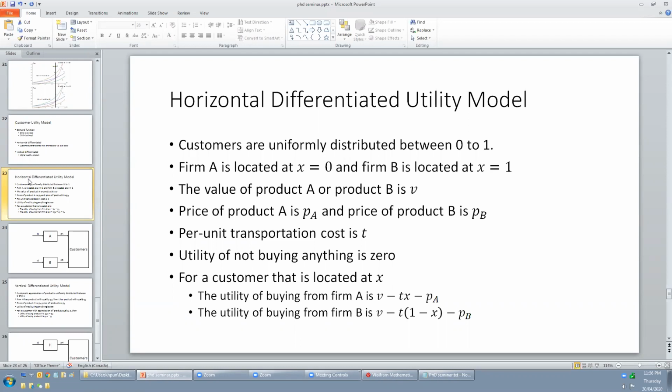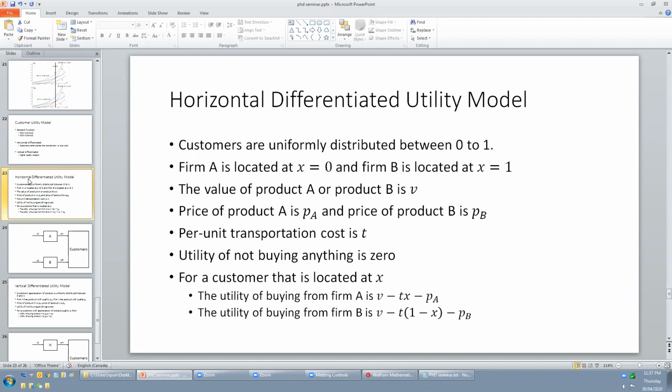Let me give you an example. If the value of the product is 100, that means you value a bottled water at 100. And from A and from B, they both charge the bottled water at $50. And the taxi ride is, let's say, 10 per unit. So V equals 100, PA and PB are both equal to 50, and T equals 10, the per unit taxi ride money.